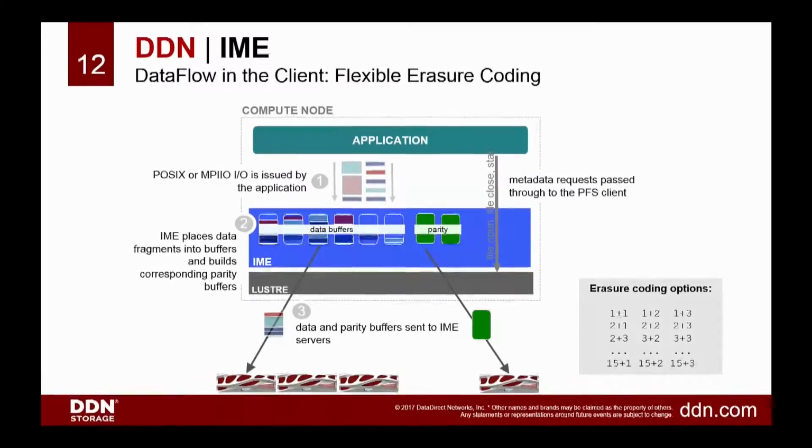So that means the look and feel of the system is just as it was. It feels like Lustre or GPFS. You type ls, you see your files. You type stat, you see your files, whatever. But when you do the I/O, it gets intercepted by the IME client layer and sent to these IME servers.